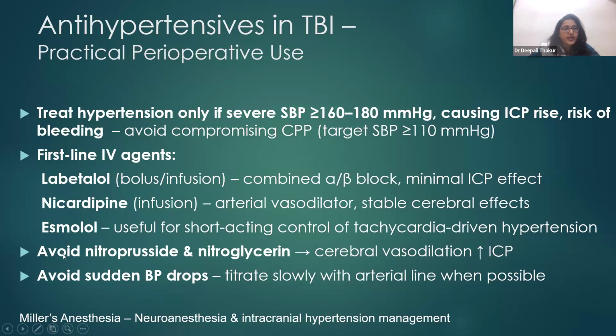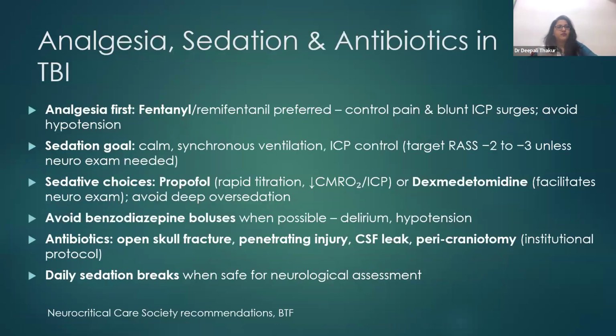And nitroprusside and NTG is usually avoided in traumatic brain injury for the risk of cerebral vasodilatation. Okay, whatever drug you are choosing, please remember that sudden fall in BP is not advisable. So titrate your drug slowly, preferably have an arterial line in place, and then monitor. Then only give these drugs.